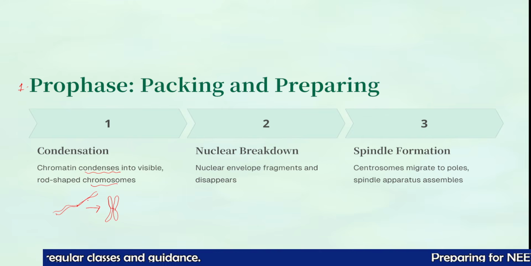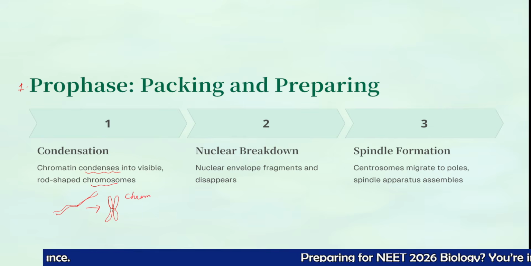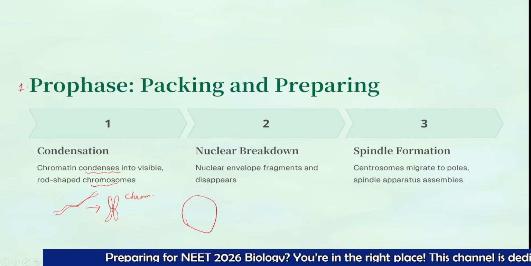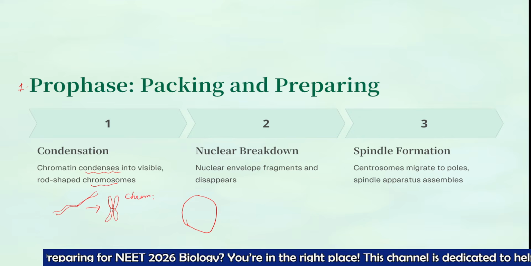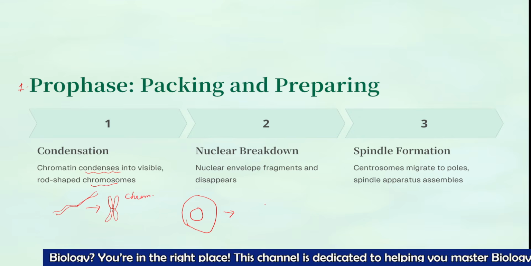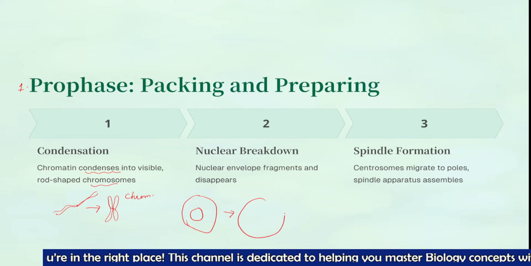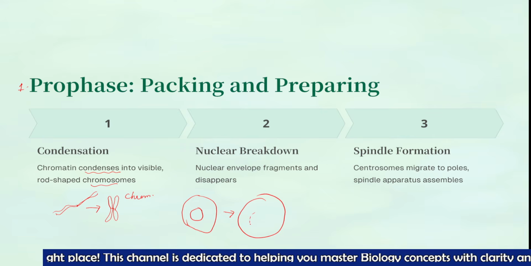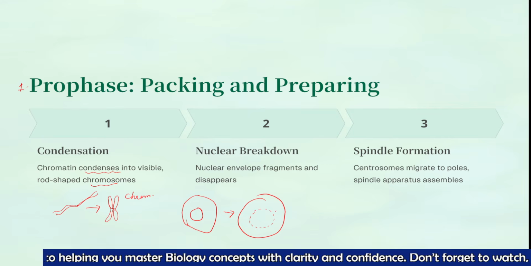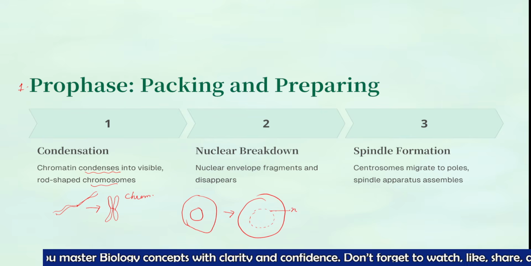So the thickening of the chromatin fibers into chromosomes takes place in the prophase stage. Before cell division, the cell is surrounded by the nucleus, right? And this nuclear envelope will disintegrate during this prophase. So the disintegration of the nuclear envelope takes place.